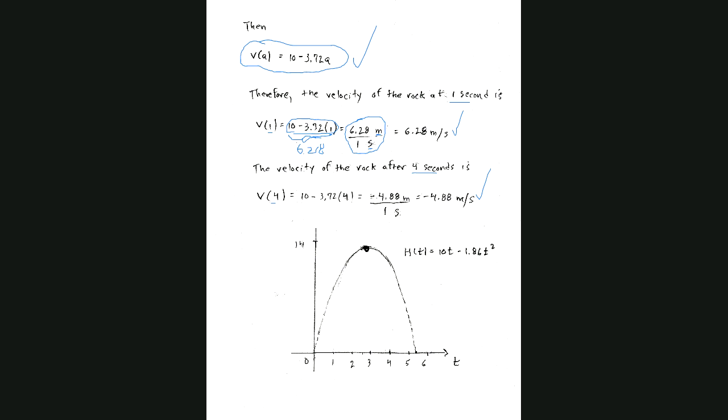But when you have it written, a lot of times velocities are written this way, but you have to understand that what that means is 6.28 meters per second is the same as 6.28 meters per 1 second. That's what that means. They mean exactly the same thing. Very good question. So like for the velocity after 4 seconds, that's negative 4.88 meters per second. But that then is negative 4.88 meters per 1 second.